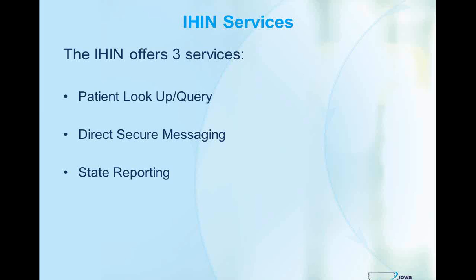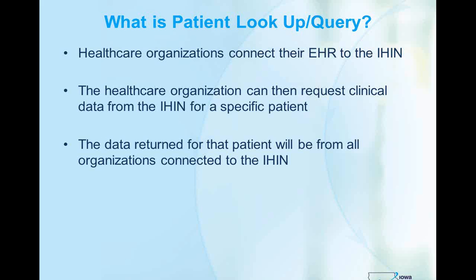There are 3 services offered by the IHIN: patient lookup or query, direct secure messaging, and state reporting. Access to patient lookup is obtained once an organization's EHR is connected to the IHIN. Organizations can access patient lookup using their EHR and request clinical health information from the IHIN for a specific patient. The IHIN queries all organizations connected to the IHIN and returns any clinical health information found for the specific patient.